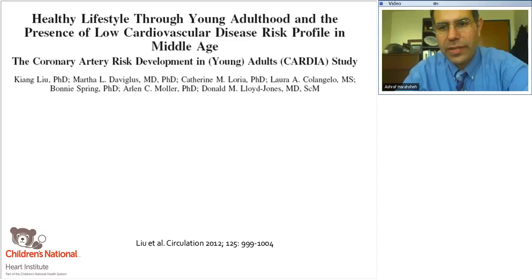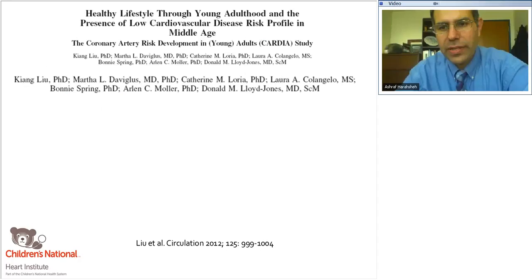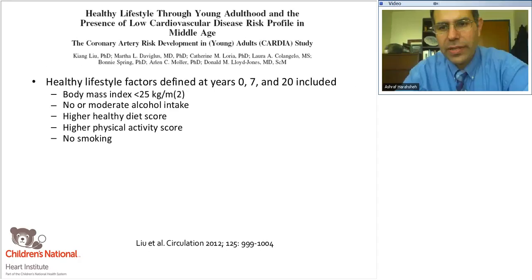Now, why bother about therapeutic lifestyle? Why is therapeutic lifestyle important? And this comes from the CARDIA study. In the CARDIA study, they assessed the health lifestyle factors at zero, or at the time of enrollment in the study, 7 years later, and 20 years later.